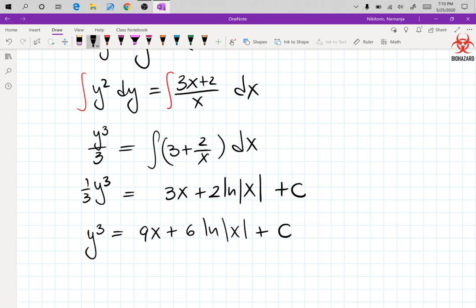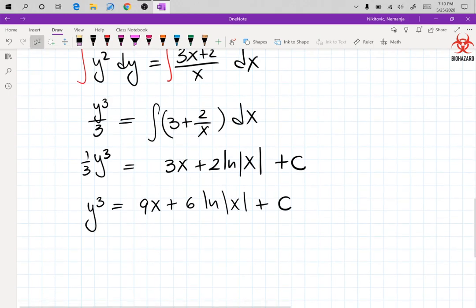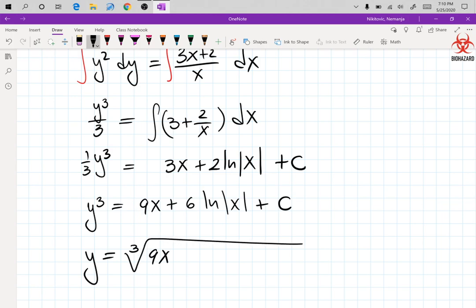You do not have to multiply c by 3. You need to multiply these two, and then the third one times 3 will just get absorbed by c, and it's still a c. Now we're going to take a cube root of both sides. This one has to stay under the cube root. So when I cube root both sides, it will be y equals cube root of 9x plus 6 ln absolute x plus c, all of this under a cube root.